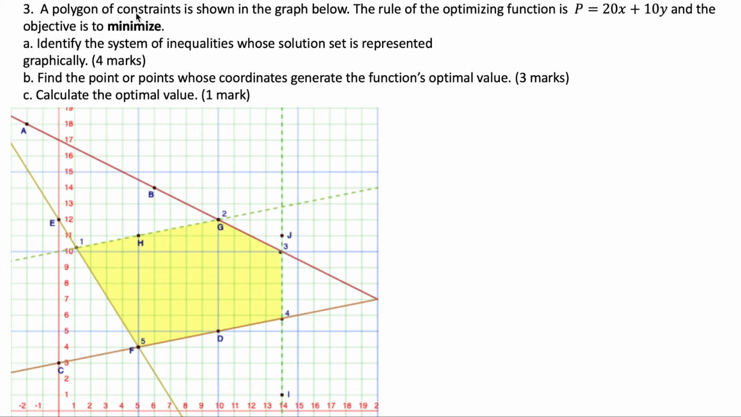Question number 3. A polygon of constraints is shown in the graph below. The rule of the optimizing function is P equals 20x plus 10y, and the objective is to maximize. Identify the system of inequalities whose solution set is represented graphically. I'm going to start with this point.